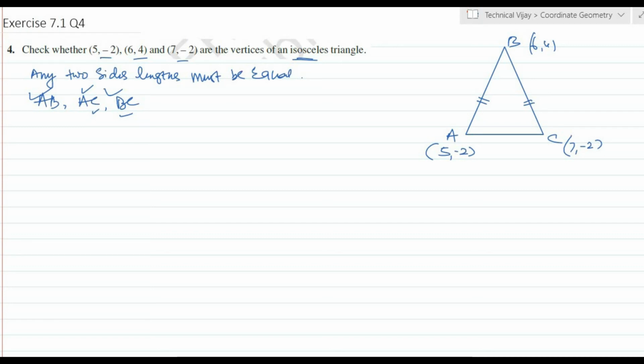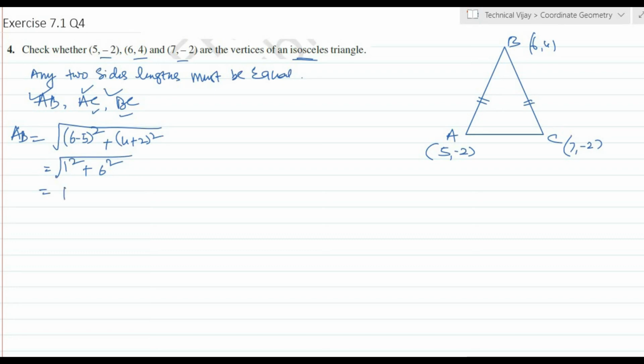So let us calculate AB. AB is equal to, here, 6 minus 5, so (6 minus 5) square, this is under the square root, plus (4 minus (-2)), that is 4 plus 2 square. 6 minus 5 means 1 square, and 4 plus 2 is 6 square.